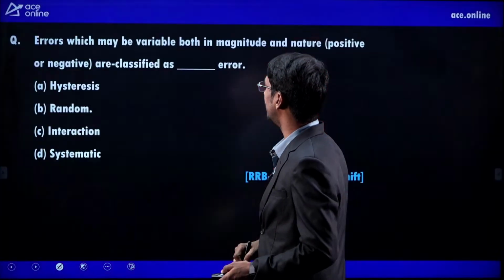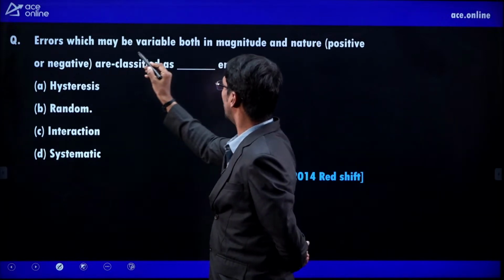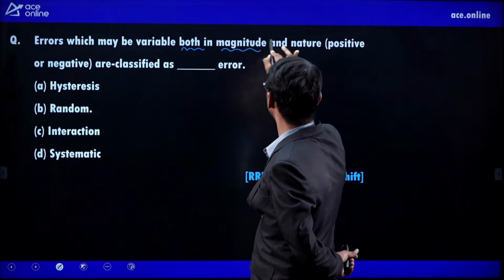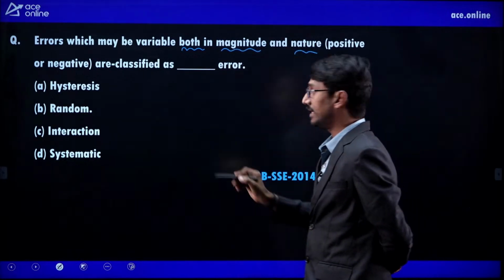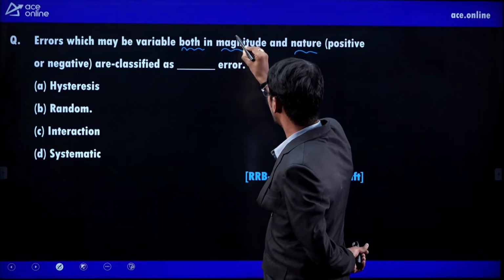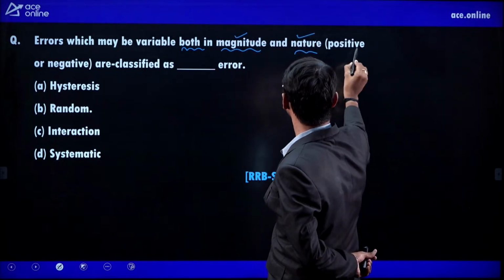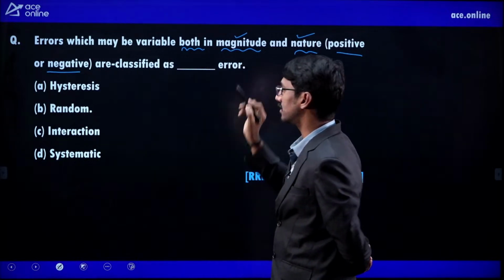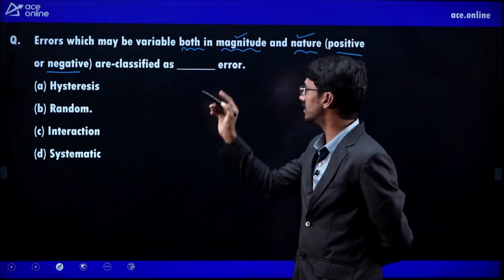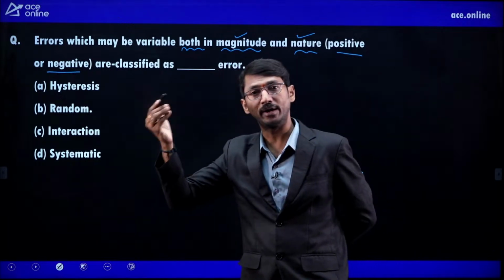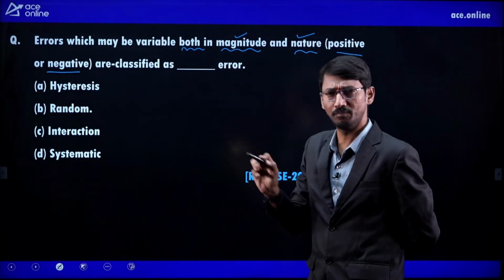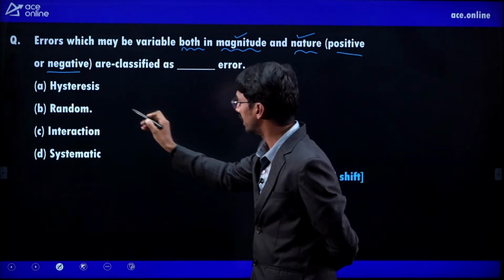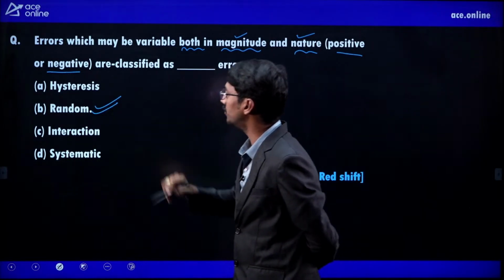The first question is here. Errors which may be variable both in magnitude and in nature, that is either positive or negative, are classified as a dash error. So what is the meaning of this? Errors are changing magnitude wise as well as nature wise. Everything is changing, which means the errors are randomly changing. So therefore the error is nothing but random error.